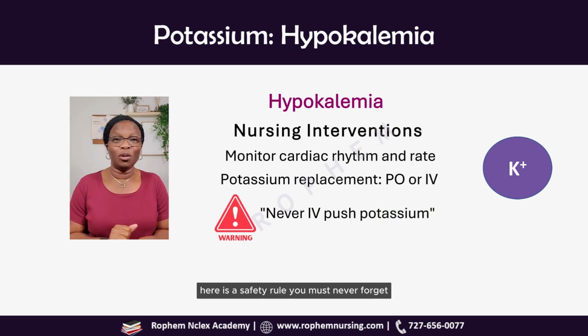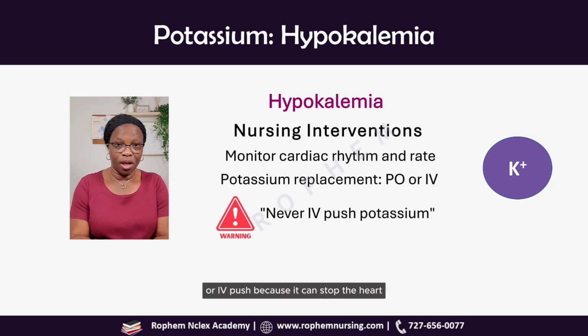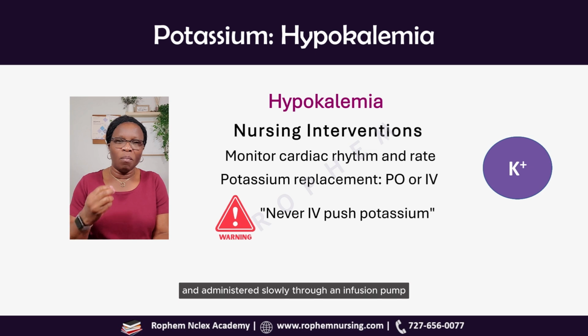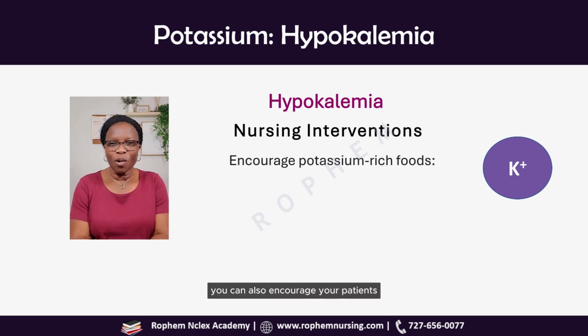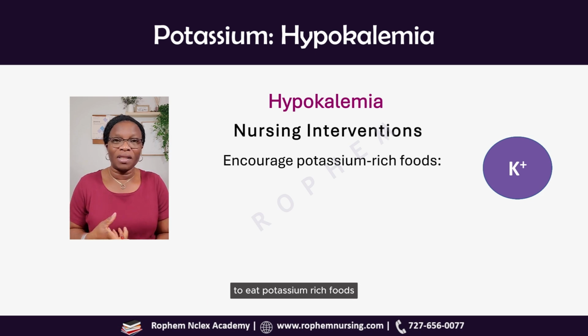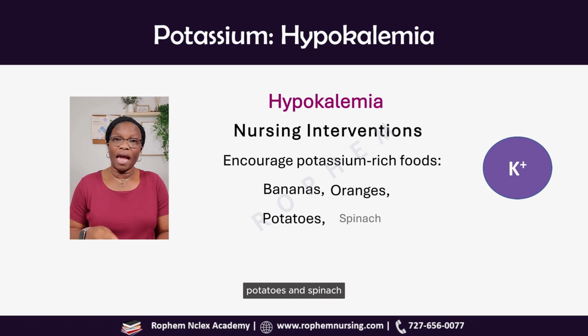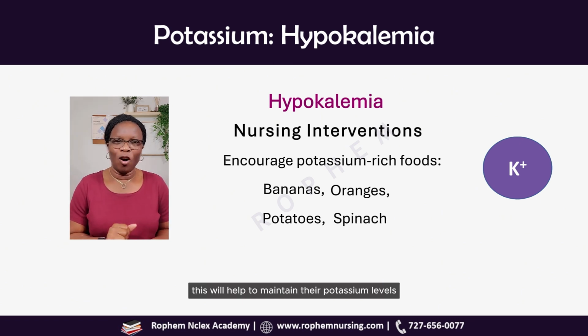Here is a safety rule you must never forget. IV potassium should never be given as a bolus or IV push because it can stop the heart. It must always be diluted appropriately and administered slowly through an infusion pump. You can also encourage your patient to eat potassium-rich foods like bananas, oranges, potatoes, and spinach. This will help to maintain their potassium levels.